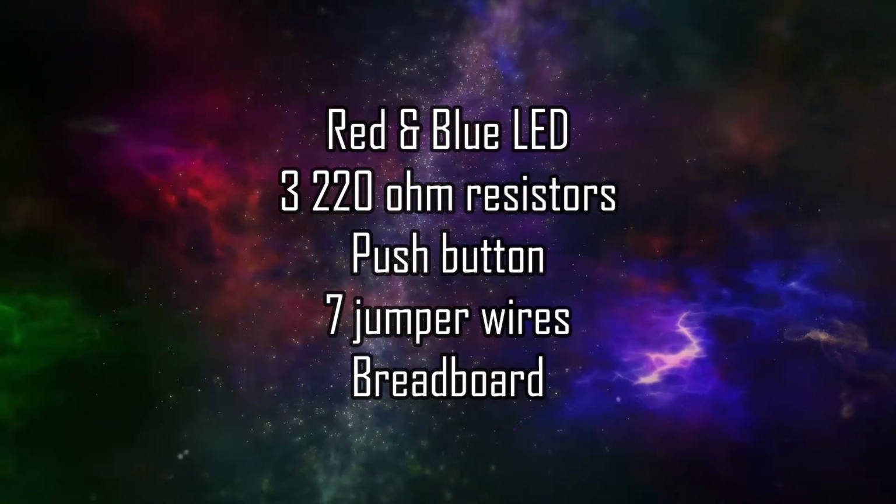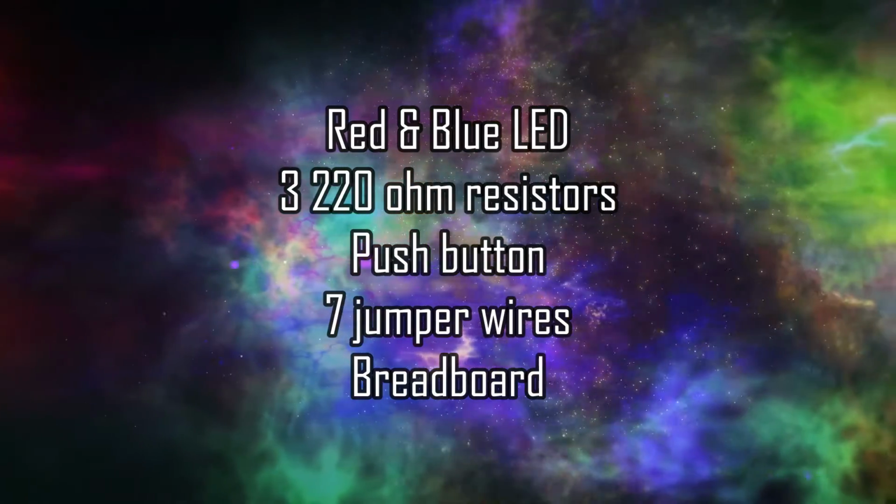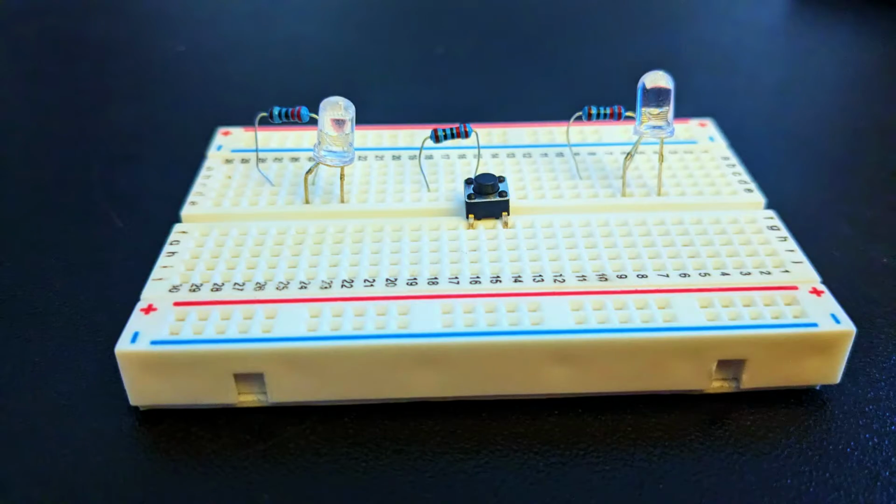I had a solo spaceship Halloween party dressed as one of my favorite Mass Effect characters, and it gave me the idea to make a Mass Effect themed Arduino project. So today we're going to make a Mass Effect based Paragon Renegade decision maker. To do this, we need a red and blue LED, 3 220 ohm resistors, a push button, 7 jumper wires, and a breadboard.